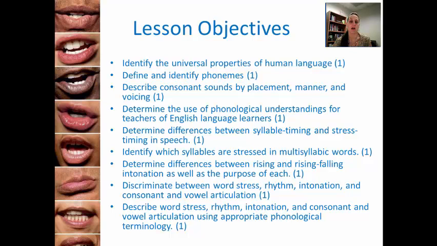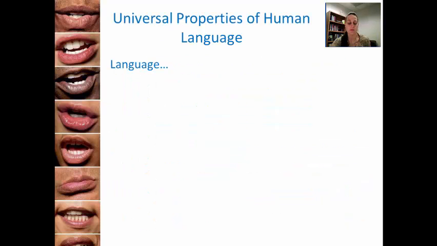human language, define and identify phonemes, including consonants and vowels, and determine the differences between syllable timing and stress timing, as well as intonation, word stress, rhythm, consonant and vowel articulation, and use the terminology that you'll learn from today to be able to describe each of these in an English language learner's monologue or oral language sample. So let's start with the universal properties of human language.